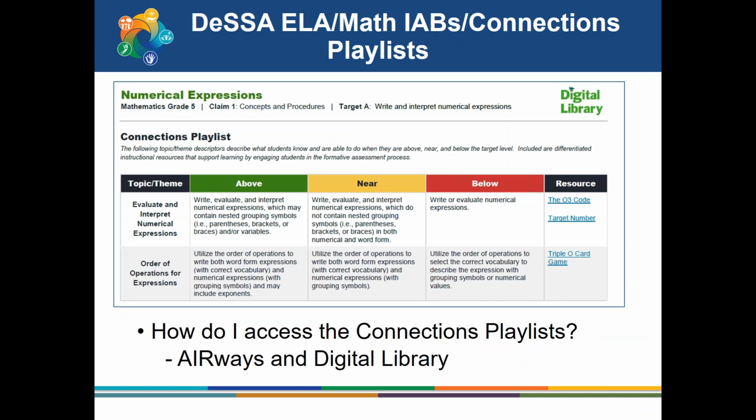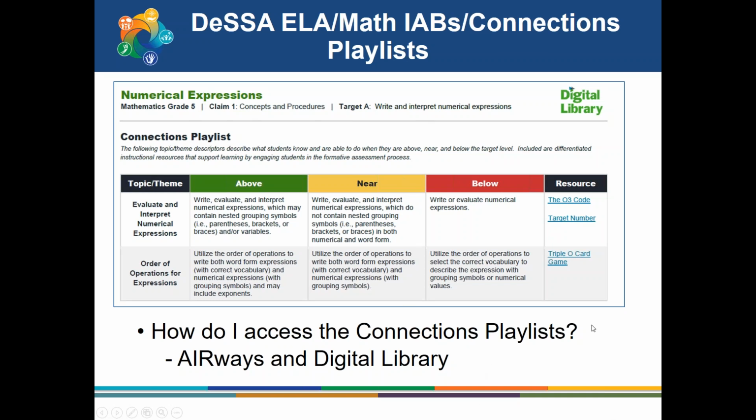So this is what the new IAB looks like. This is not what the IAB connections playlist looks like. This is a new format, but very much the same. Basically, it tells you whether the student is above, near, or below, and what they should be able to do at that level, and then the resources connected to these topics within this particular IAB on numerical expressions. Every IAB is aligned to a claim again and a target.